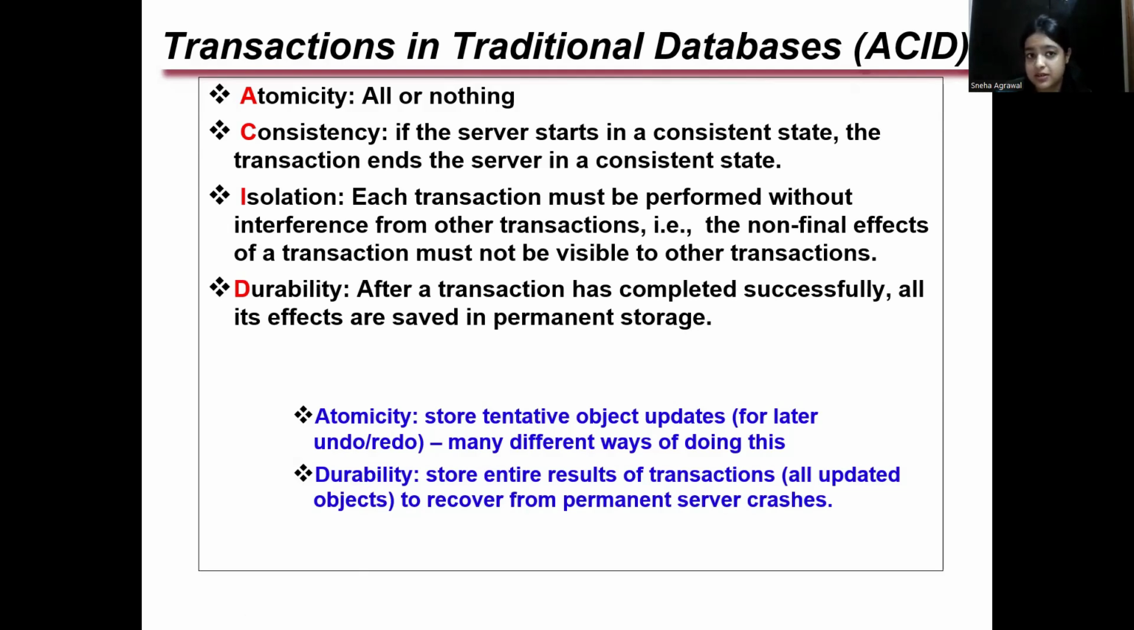C stands for consistency, meaning if the server starts in a consistent state, the transaction ends with the server in a consistent state. Isolation means when multiple transactions occur at the same time, all the transactions remain isolated from each other. They do not interfere with each other. D stands for durability, meaning after a transaction has completed and all the changes have been made to the database, they remain permanent after commit. After it commits, it will not get changed.